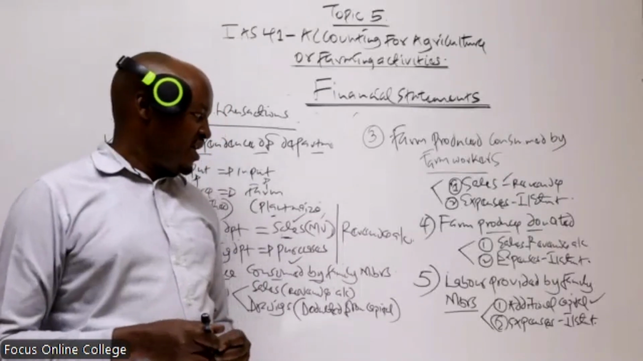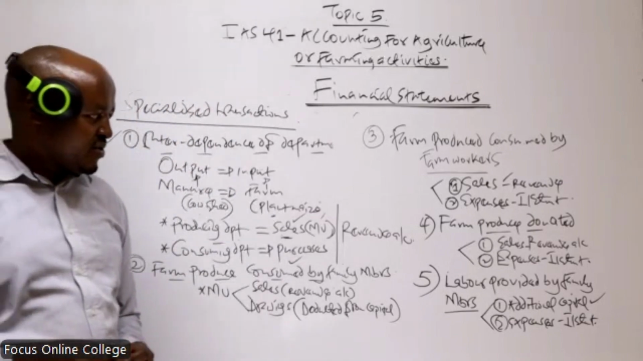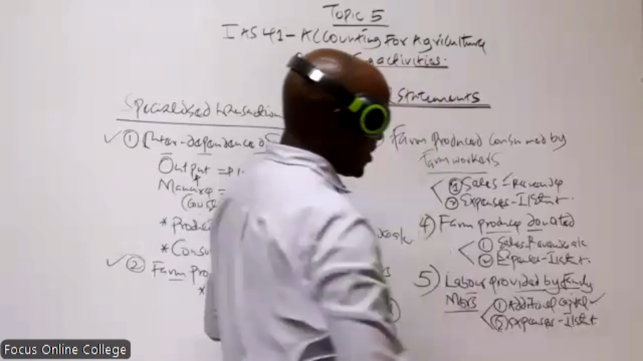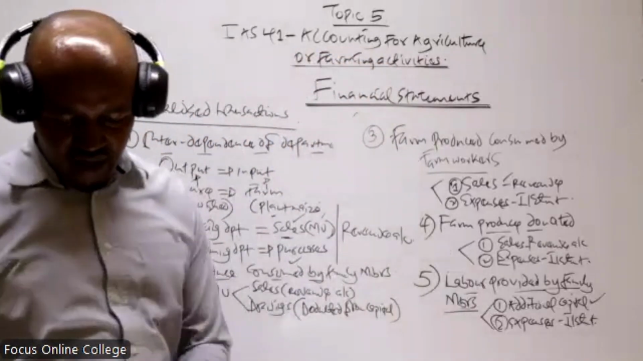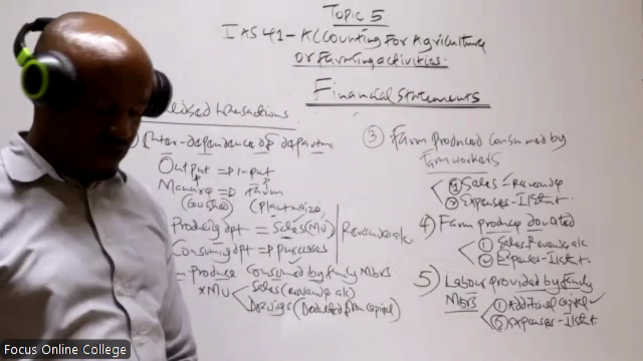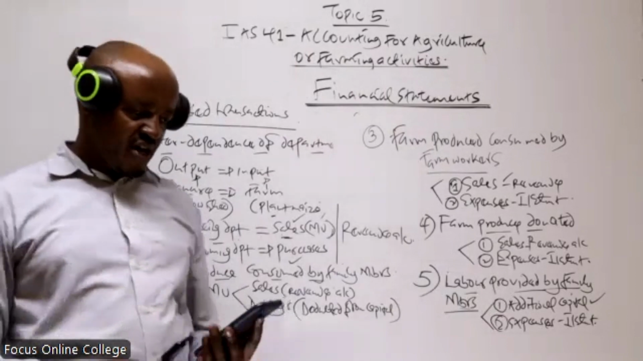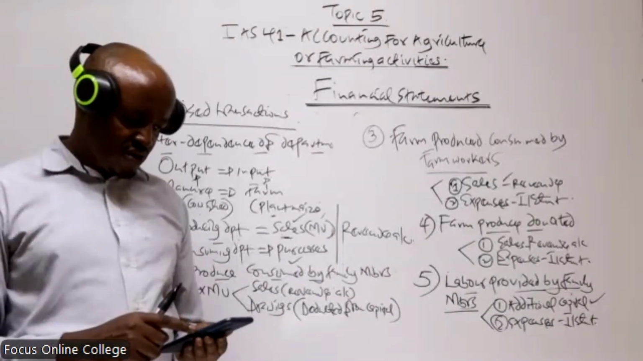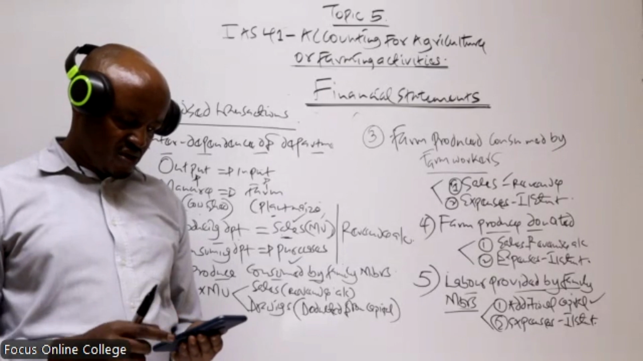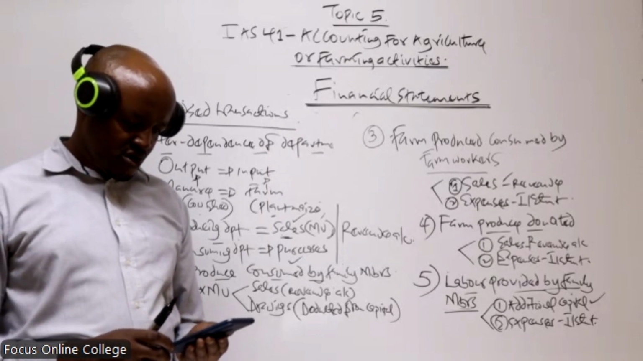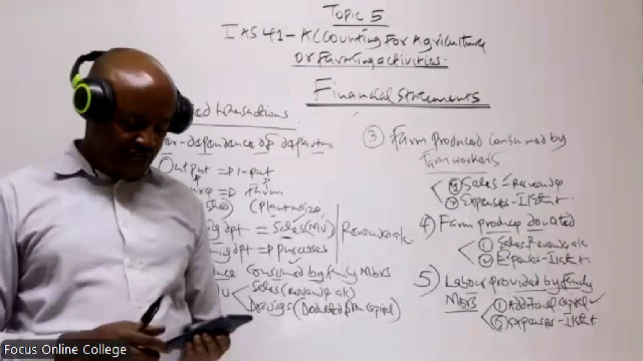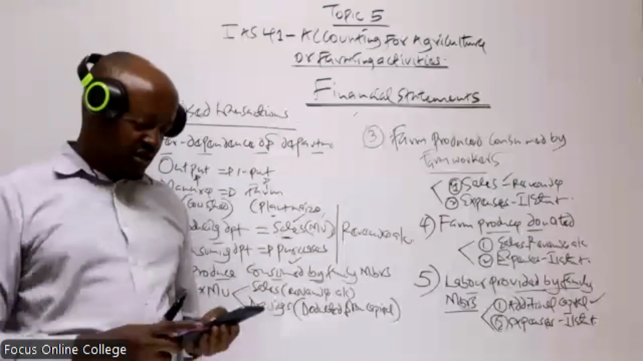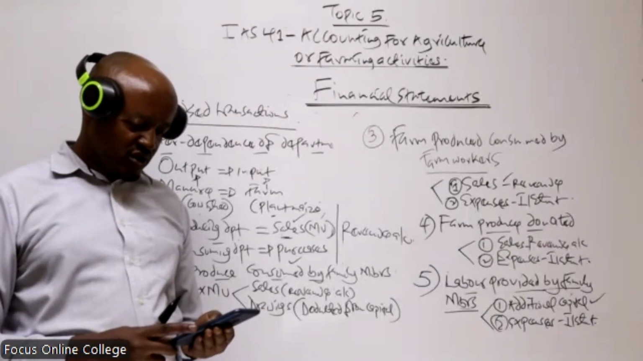So therefore, any labor which is provided by the family members, how do we account for it? Account for it as additional capital added to the capital. And then number 2, you account for that as an expense in the statement of profit or loss, or in the income statement.